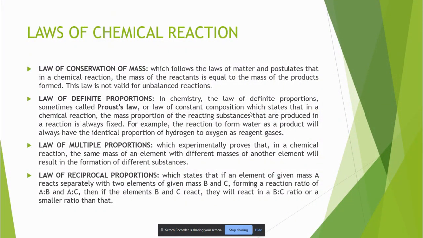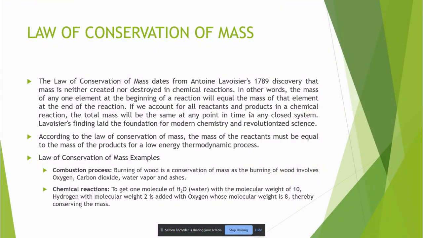So the laws of chemical reaction are basically four. You have the law of conservation of mass, the law of definite proportions, or Proust's law, or the law of constant composition too. Then the law of multiple proportions, and lastly the law of reciprocal proportions. We're going to take them one after the other. So let's take the law of conservation of mass.